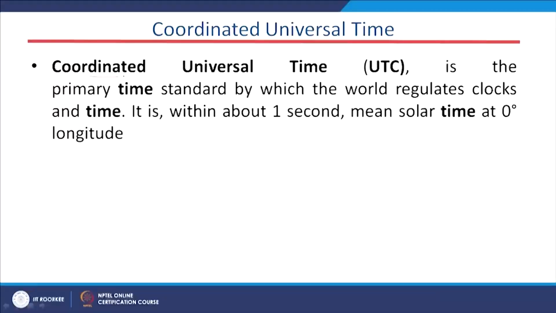So, we have basically standardized this using this PPS, 1 pulse per second. That should be the strategy to synchronize the voltage and current phasors at different buses in a particular smart grid system. UTC stands for Coordinated Universal Time, the primary time standard by which the world regulates clocks and time, and it is within 1 second of solar time at 0 longitude.